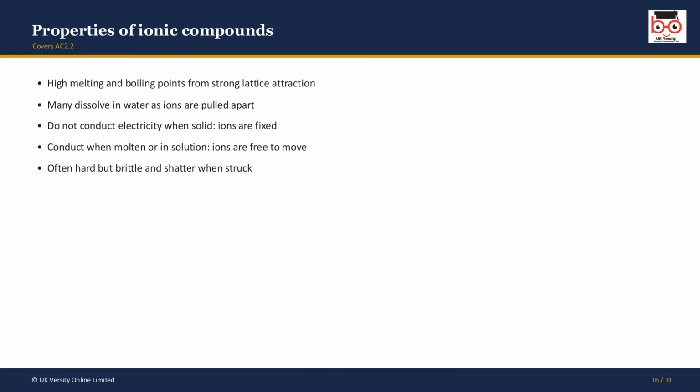Let's look at what ionic compounds are actually like. Their strong lattice attraction gives high melting and boiling points, and many dissolve in water as the ions are pulled apart. As solids, they don't conduct electricity because the ions are locked in place, but once molten or dissolved, they conduct well, since the ions are then free to move. They also tend to be hard but brittle, shattering when struck.